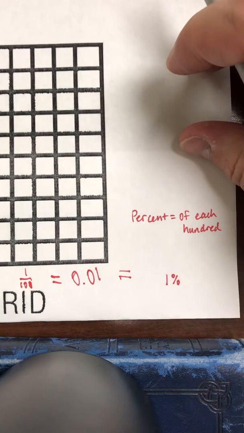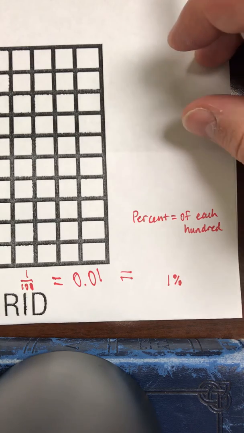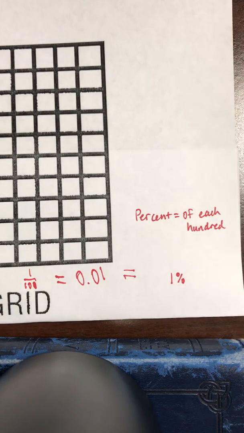So similar to when you get a grade in, let's say, math class, if you get a 97%, that would mean that you got 97 points out of 100 possible points.